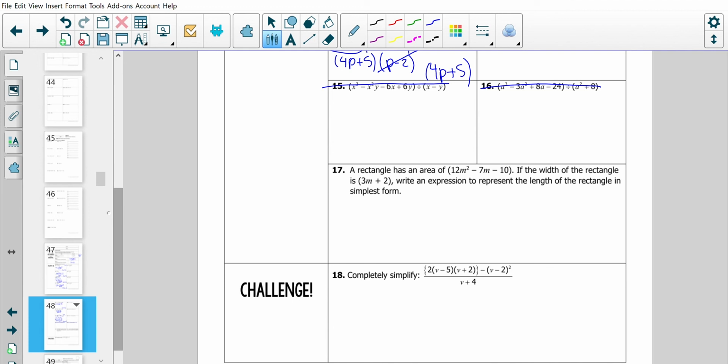All right, a rectangle has an area of that. If the width of the rectangle is that, write an expression to represent the length. So in order to do this, we would divide. So we have 12m squared minus 7m minus 10 over 3m plus 2.